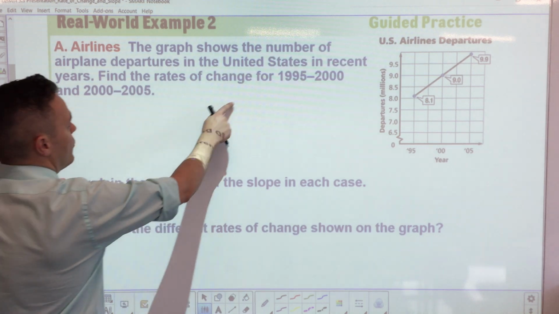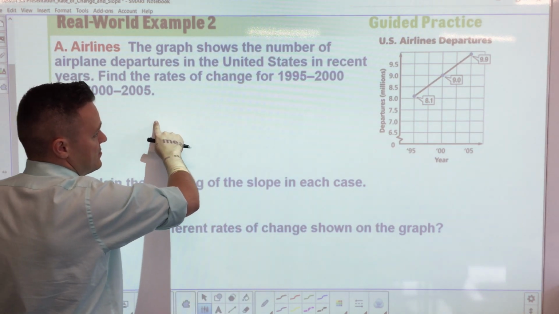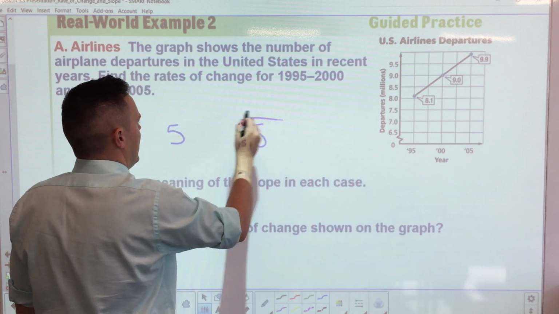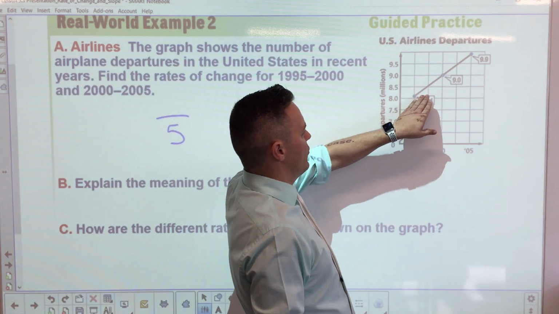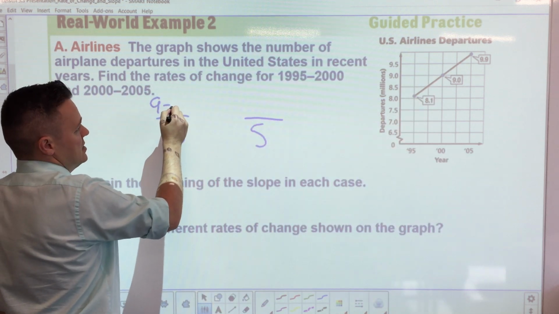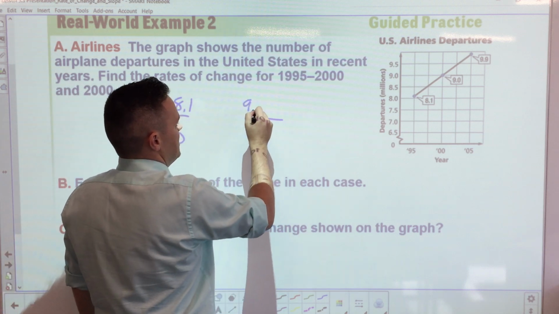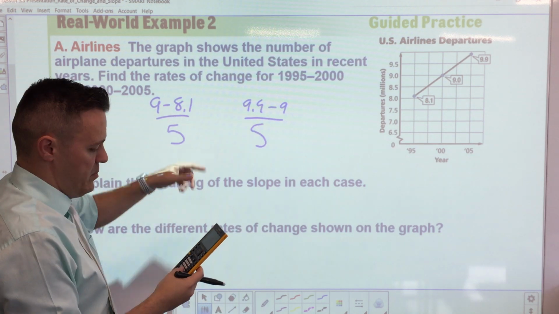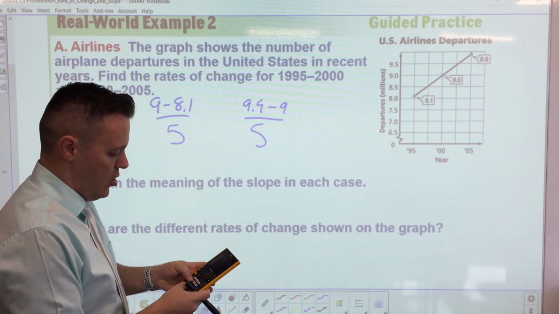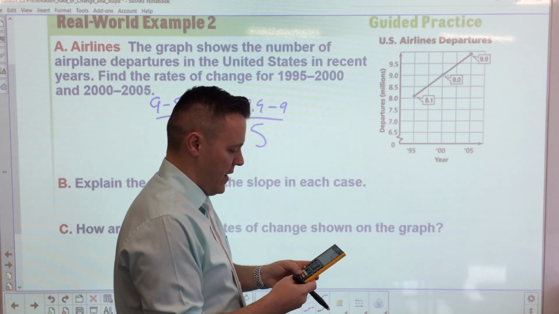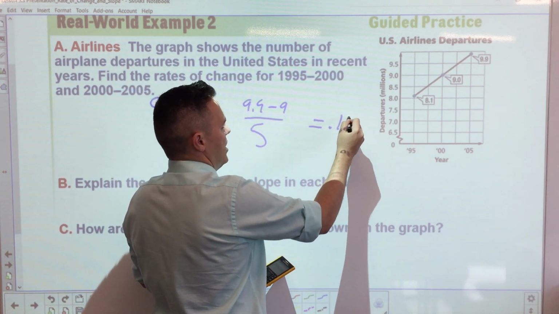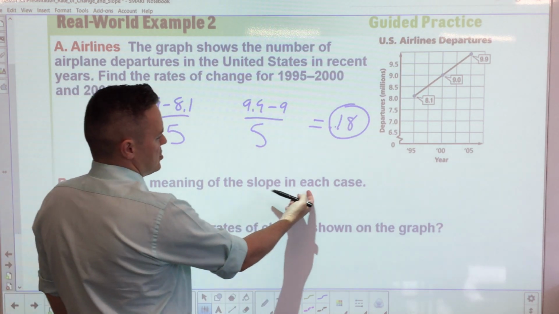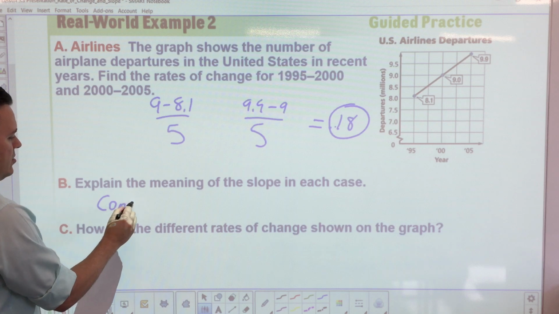This one here, from 1995 to 2000, from 2000 to 2005, how many years is that? So for both of these, the x change is going to be 5 years. And then what is the y over the top? It's going to be 9 minus 8.1, and then 9.9 minus 9. On my calculator, I know these rates of change are both going to be 0.9 from looking at it. Do I have to put it in the calculator? No, but what I do need to put in my calculator is 0.9 divided by 5 equals 0.18. So what does that mean for me? Well, it's talking about explain the meaning of the slope. The meaning of the slope is actually constant and linear.